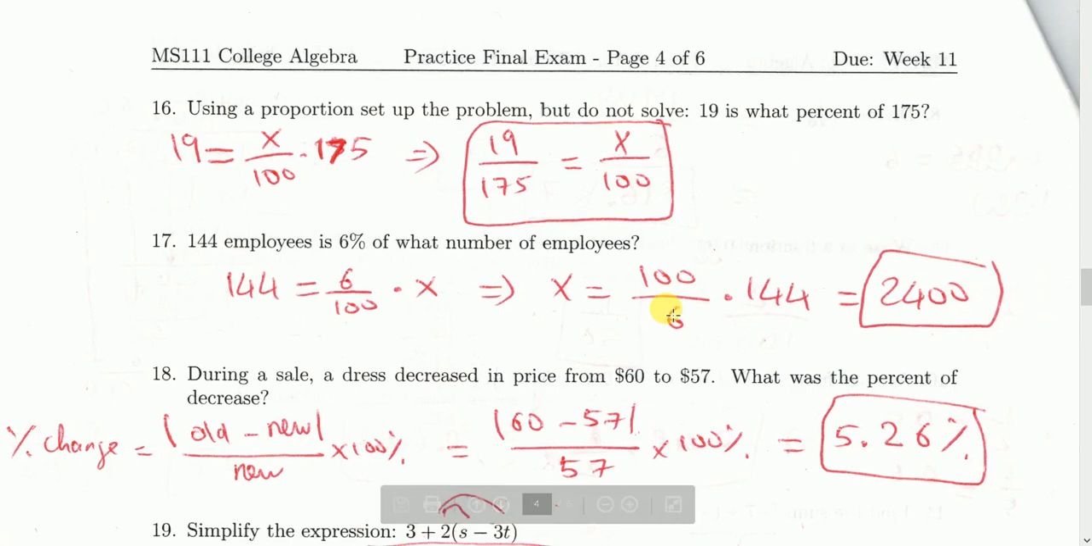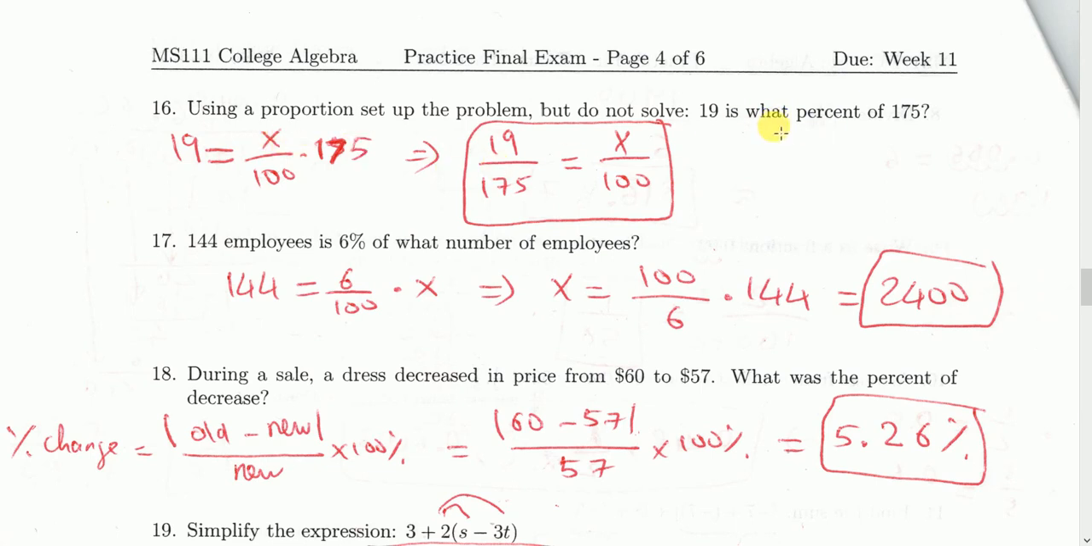16. Use a proportion to set up the problem but do not solve. So 19 is what percent of 175? Remember, just translate that sentence into a mathematical expression directly. So 19, we write 19. Is means equal. What percent? Remember, percent means per 100. And we can call the unknown something with a variable, x.